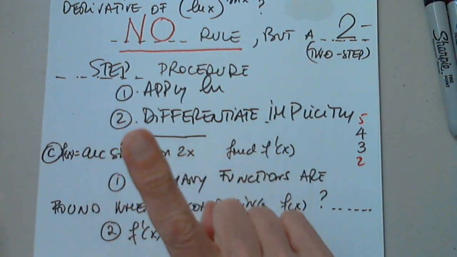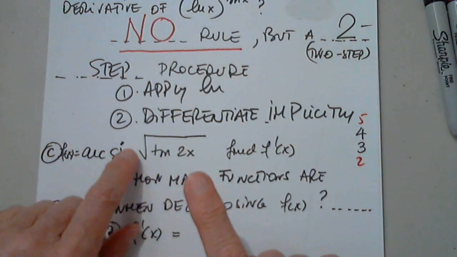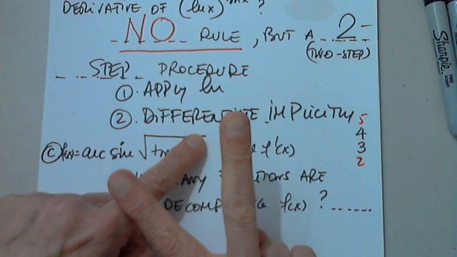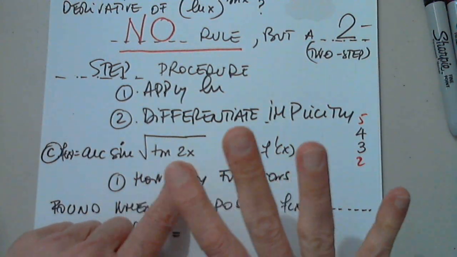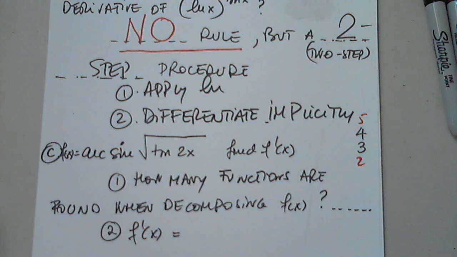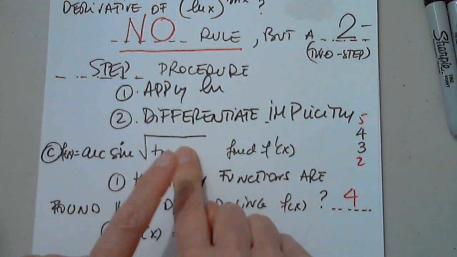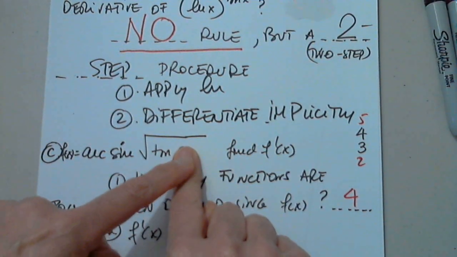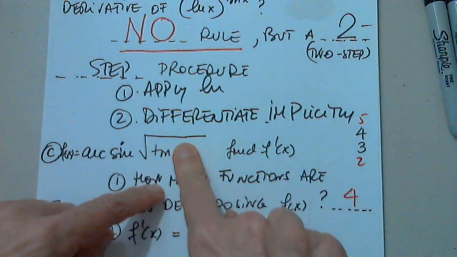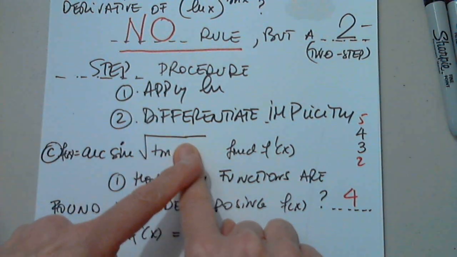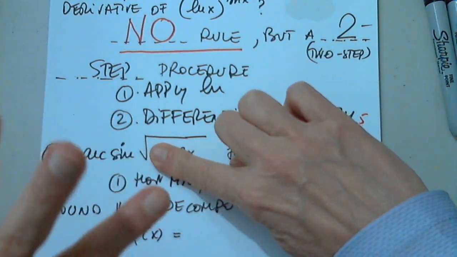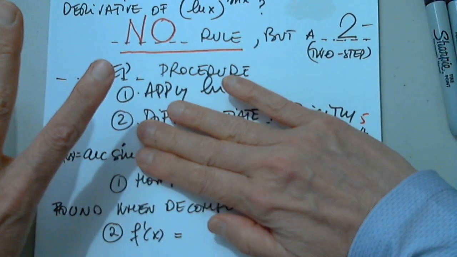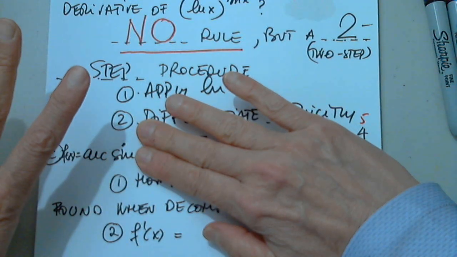First function is arcsine. The second function is the square root. The third function is tangent. The last function is 2x. The other way around, decomposing. 2x is the first one. I have to find a value for 2x. If x is 10, 2 times 10 is 20. Then I apply tangent to it. That's function 2. Then I get a number, and I apply the square root to it. And when I'm done, I apply arcsine to it.